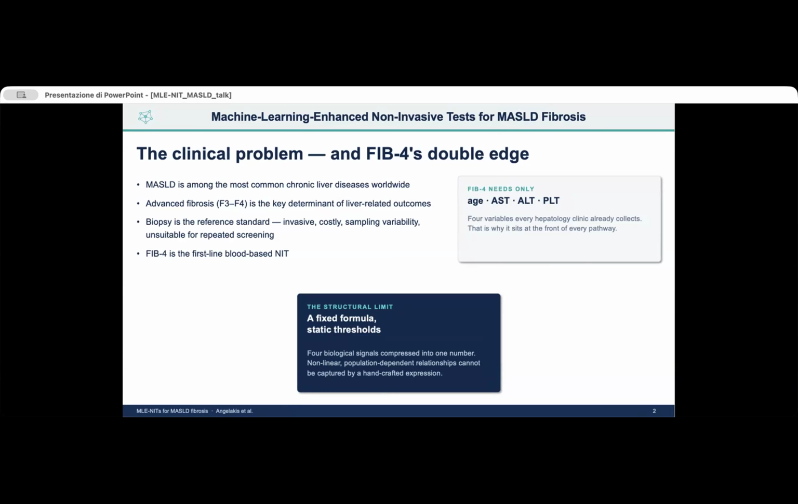So from a clinical perspective, the key question is not simply whether a patient has MASLD, but whether they have advanced fibrosis, right? Those are the patients who need closer monitoring and specialist care. The reference standard in this field for staging is liver biopsy. But biopsy is invasive, expensive, and cannot realistically screen millions of patients, right? For this reason, clinical practice increasingly relies on non-invasive tests, and among them, one of the most widely used is FIB4.